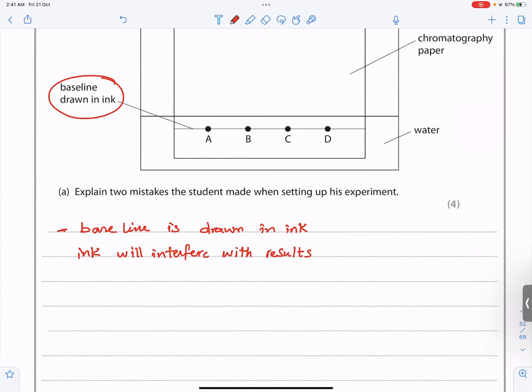Second, the water level is above the baseline.